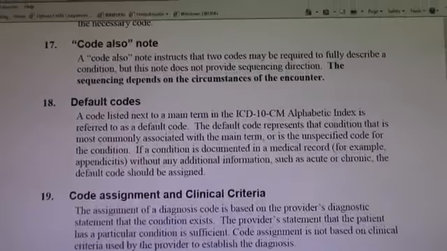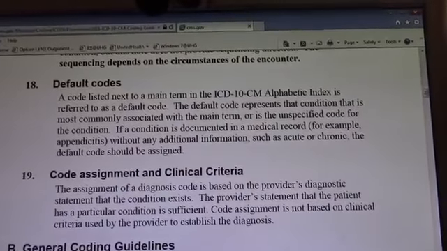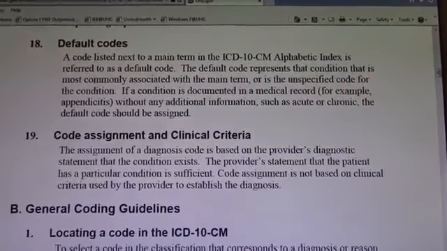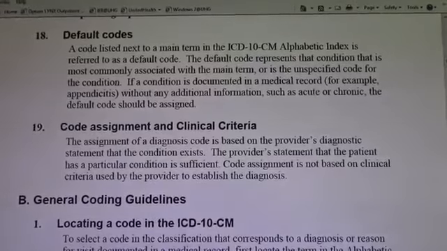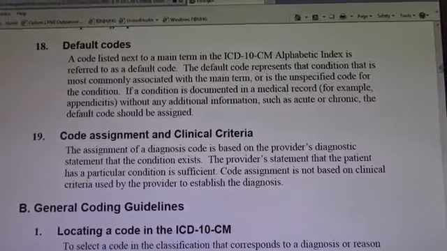And then code assignment and clinical criteria. The assignment of a diagnosis is based on the provider's diagnostic statement that the condition exists. The provider's statement that the patient has a particular condition is sufficient. Code assignment is not based on clinical criteria used by the provider to establish the diagnoses. And guys, that just means that when you're coding your clinical documentation or your medical record, always refer to what your physician states.